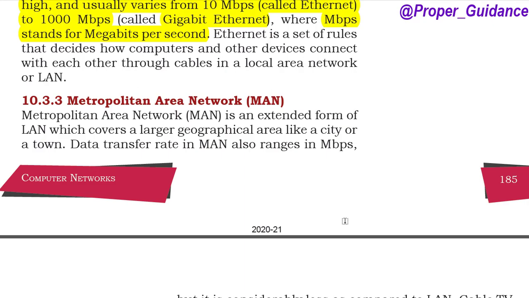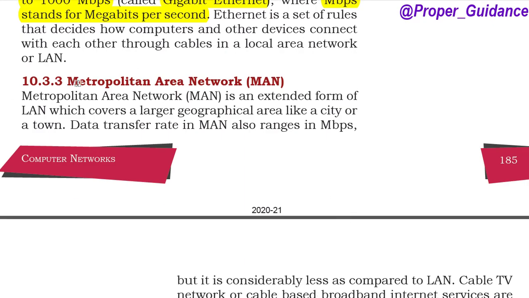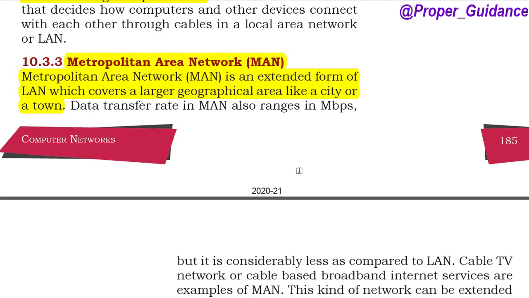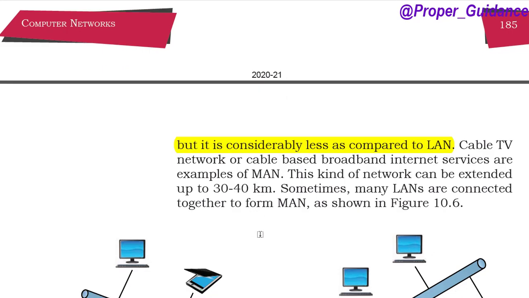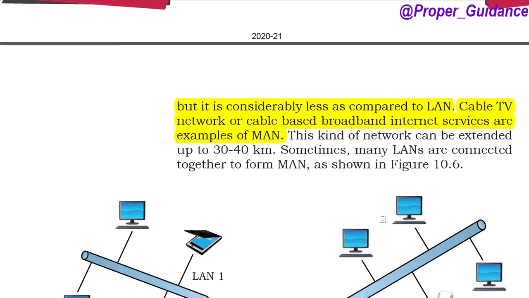After that, the next network, Metropolitan Area Network, MAN. A Metropolitan Area Network is an extended form of LAN which covers a larger geographical area like a city or a town. The data transfer rate in a MAN also ranges in Mbps, but it is considerably less compared to a LAN. Cable TV networks or cable-based broadband internet connections and internet services are examples of MAN. This kind of network can be extended up to 30 to 40 km.